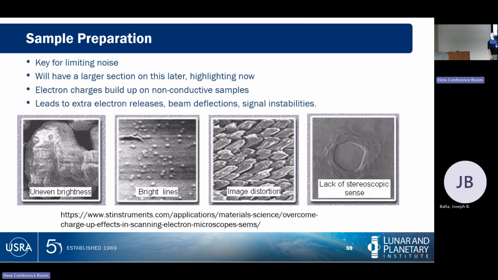These horizontal lines, the bright lines in this image, the section of this one that's glowing, this is additional electron release due to the buildup of charge in a sample. This one, where it just kind of looks stretched out, is the beam itself getting distorted as it interacts with the sample because the sample has started building up charge.